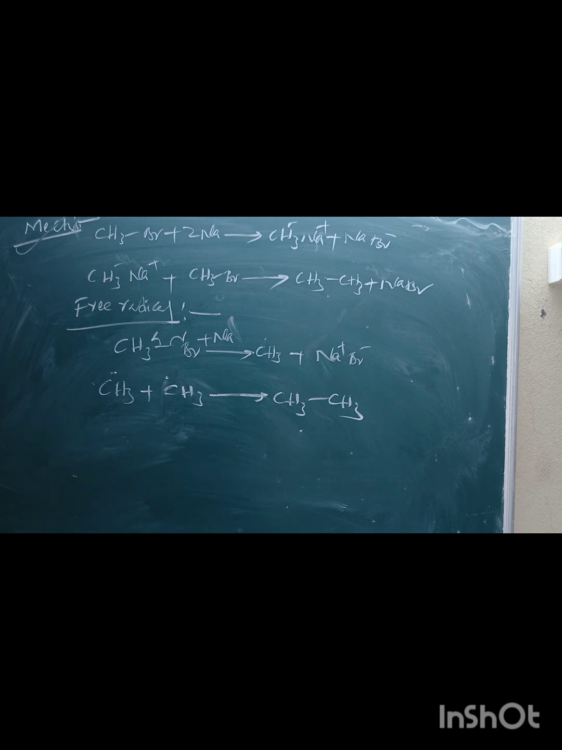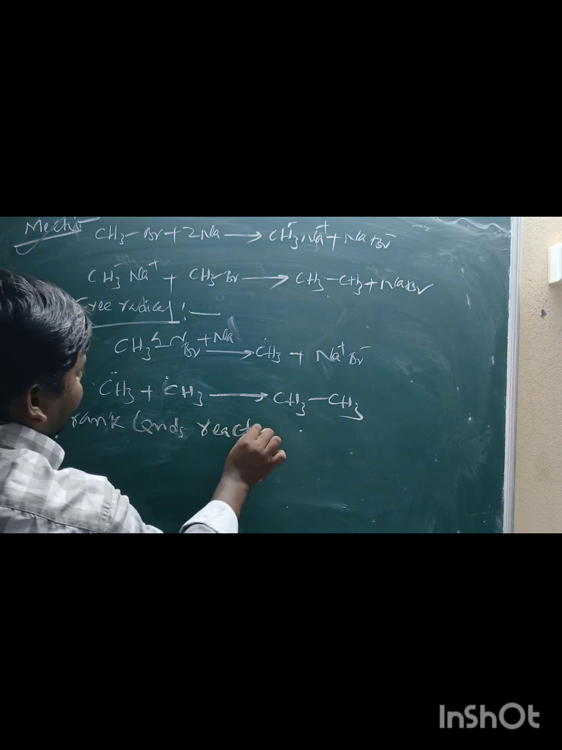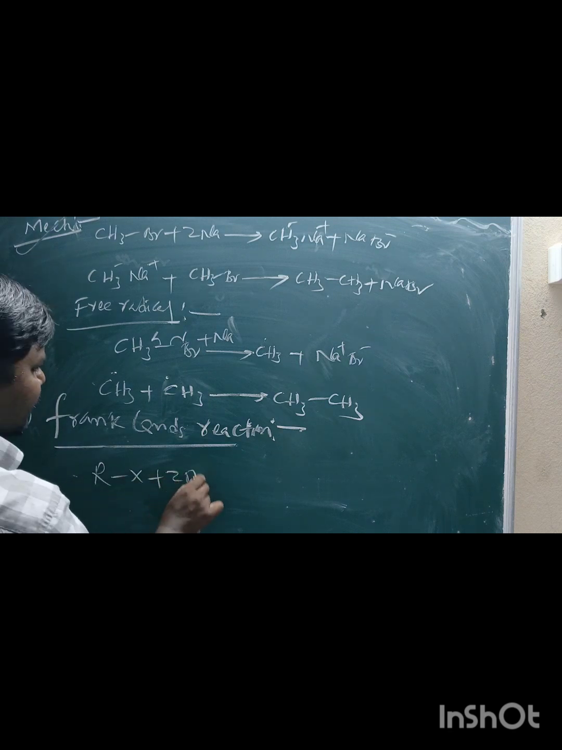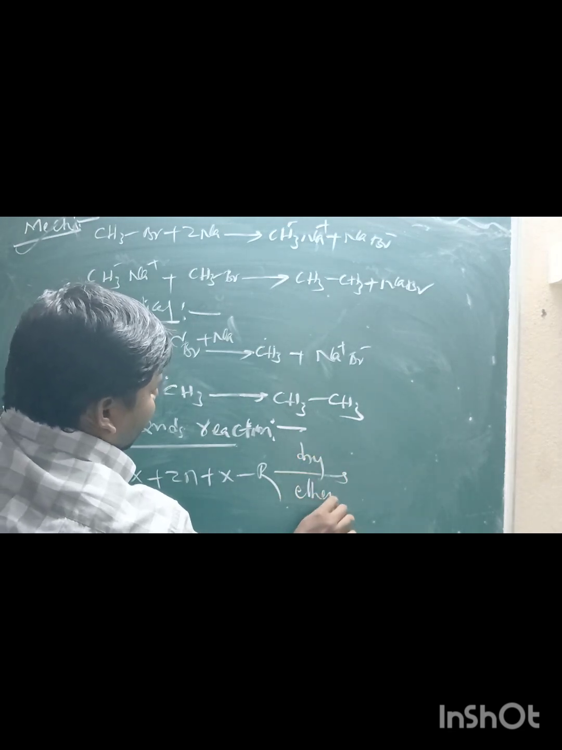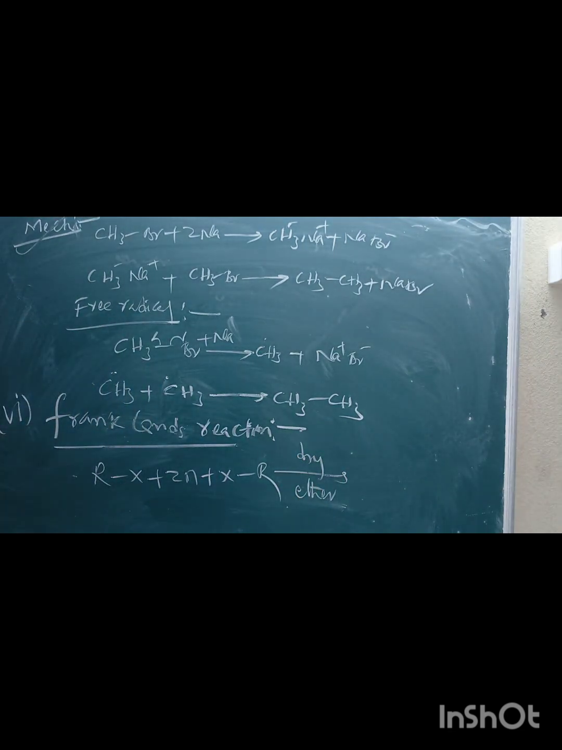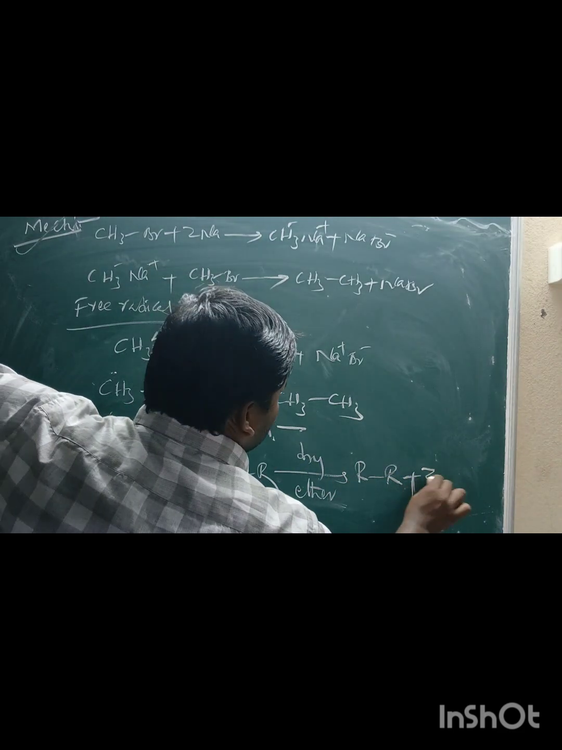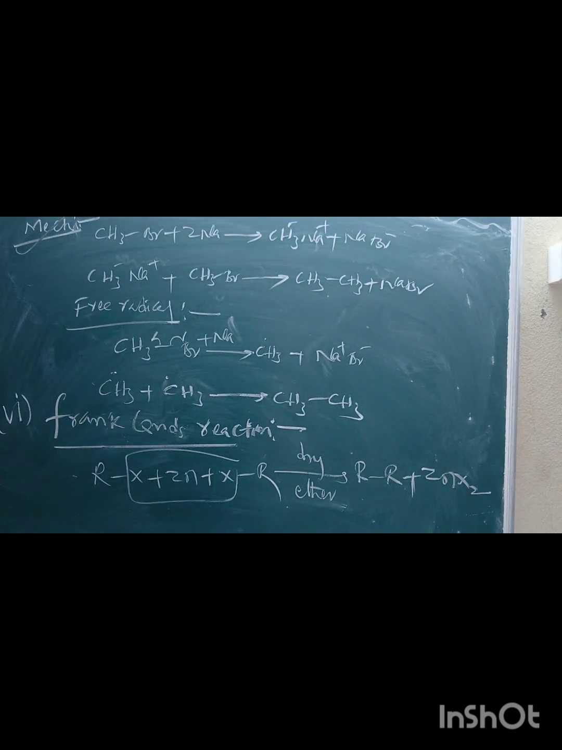And another reaction is the Frankland reaction. The reaction in which alkyl halides react with sodium metal in the presence of dry ether is called the Wurtz reaction. When alkyl halides react with zinc metal in the presence of dry ether to form an alkane, it is called the Frankland reaction.